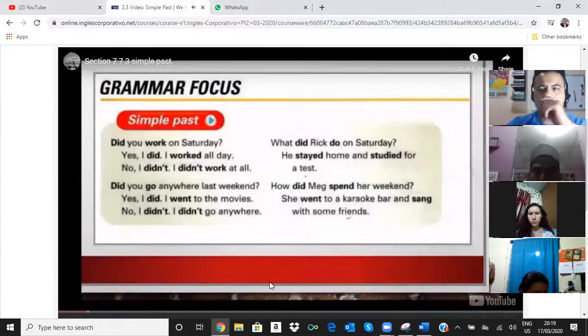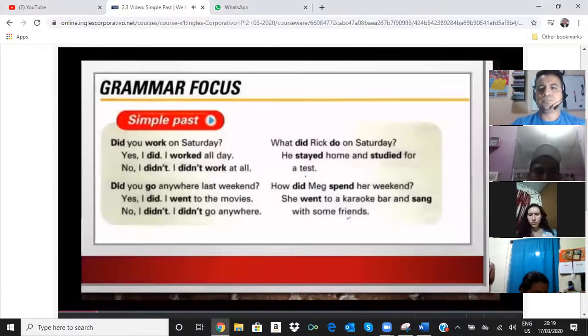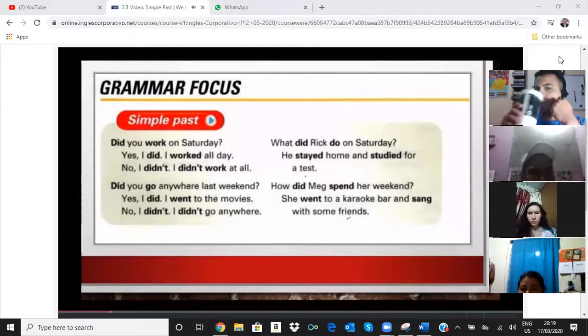Welcome back. So now it's time to study past tense. For us to succeed learning it, we need to learn verbs in simple past. We'll teach you how to make questions and how to answer in both affirmative and negative form. Please pay attention.